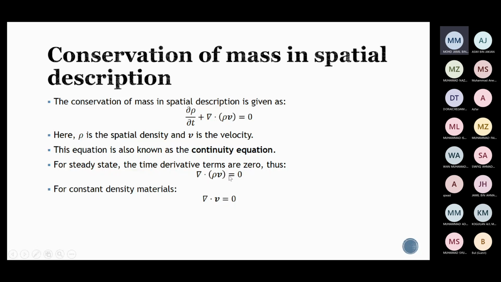So we end up with this relationship only, del dot rho v. So for a constant density material, del dot v only. So rho is constant. So here rho is the density. So density is mass over volume. So the mass is constant, but the volume might change.